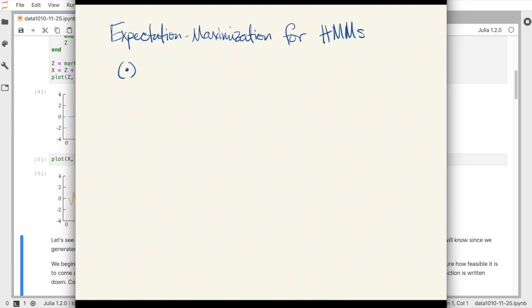So the X's are going to have two influences there. One is that they show up directly in the likelihood on their own, and the other is that they dictate the distribution that we take the expectation with respect to. And finally, we'll just maximize that expectation.